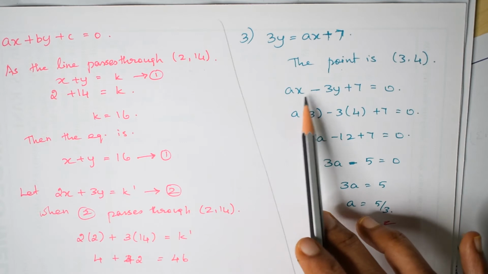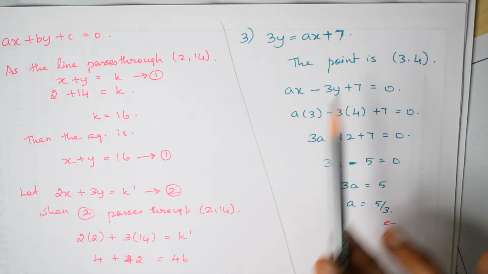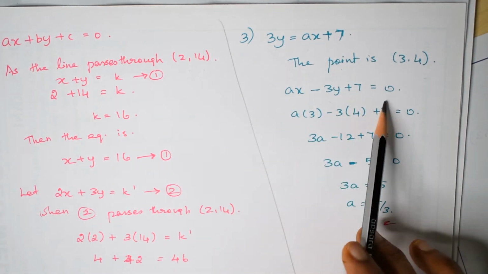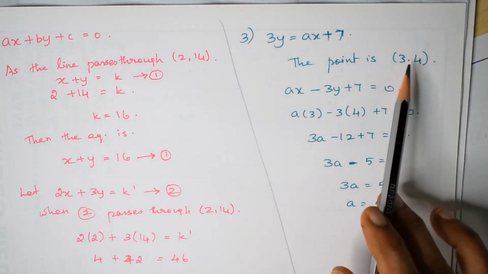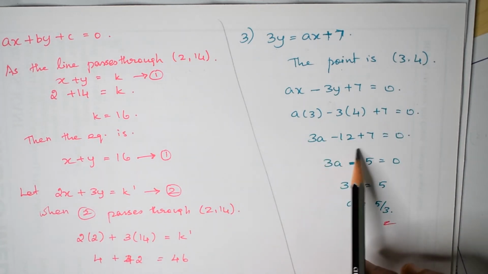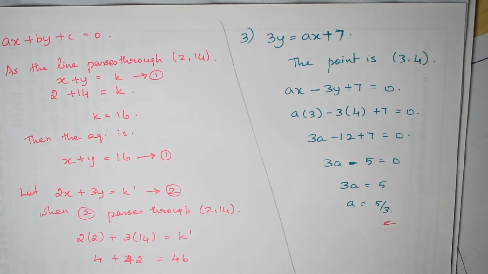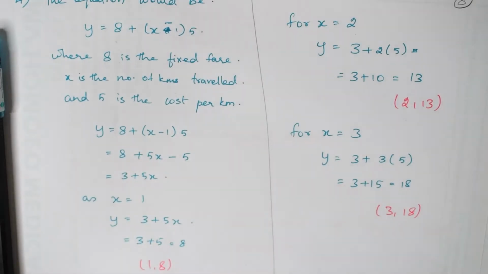We are going to bring everything into the proper format. So 3y is going to come here: ax minus 3y plus 7 is equal to 0, and I am going to substitute the values of x and y. When I substitute, the equation becomes 3a minus 12 plus 7 is equal to 0. I solve it and bring all the numerals to the right hand side. It becomes 3a is equal to 5, and a is equal to 5 by 3. So a's value is 5 by 3. They asked you to find the value of a and we have found it. This will be the typical question from the exam point of view. Focus.